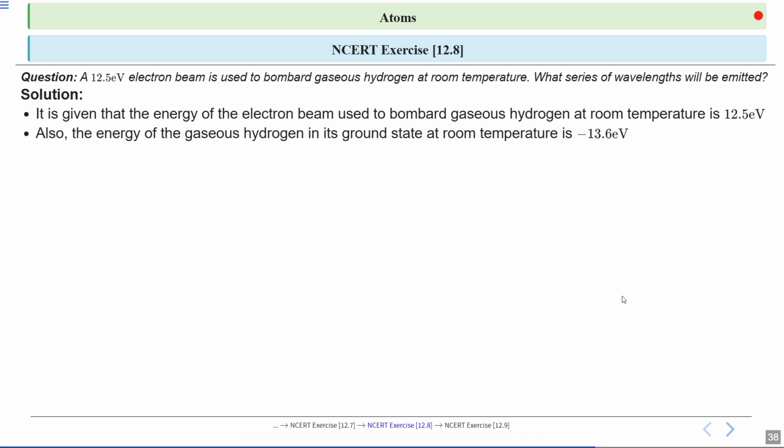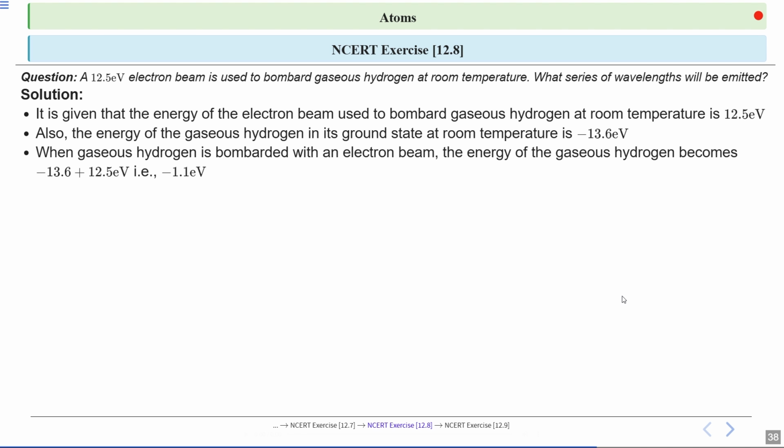Next, recall that the ground state energy of hydrogen atom is minus 13.6 electron volt. This negative sign means the electron is bound to the nucleus. It would take 13.6 electron volt to remove it completely. When the hydrogen atom absorbs energy from the electron beam, its energy increases. So we add the 12.5 electron volt from the beam to the ground state energy. Minus 13.6 plus 12.5 gives us minus 1.1 electron volt.